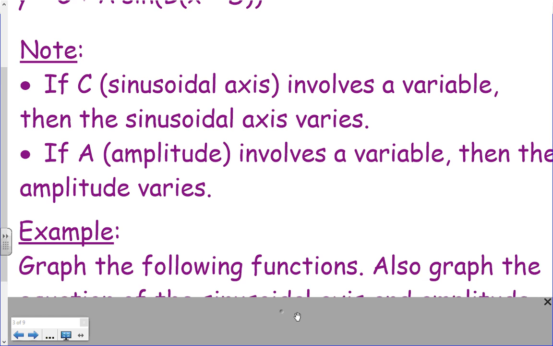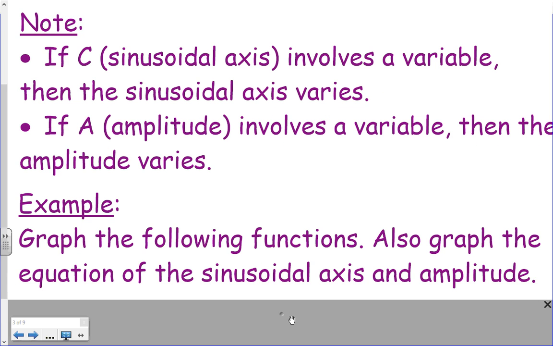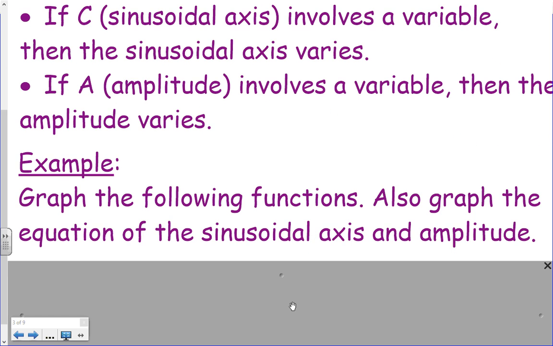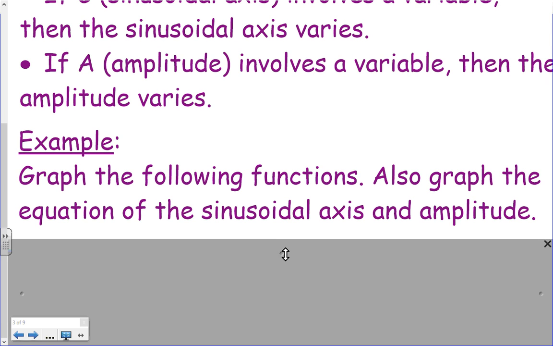So let's graph a couple of functions here just to give us an idea of how involving a variable for the a and the c could change the graph. We're going to graph the following functions, and we're also going to graph either the sinusoidal axis or the amplitude for each one. So let's start with this first pair here.